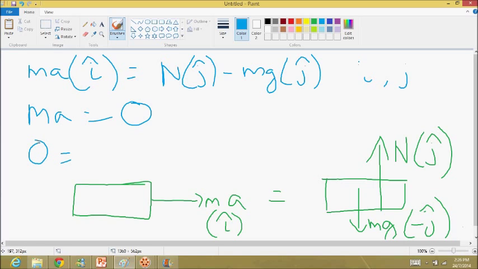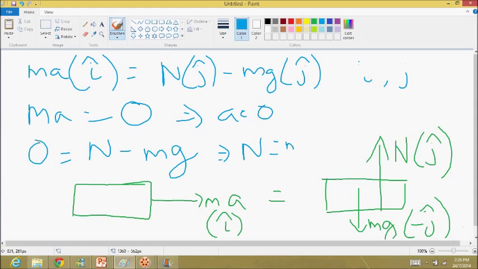Similarly for the j term, no j term on the left hand side. So we get N minus mg on the right hand side. And from these two equations we'll actually get a lot of information. So we get a is equal to 0 and we get N is equal to mg. And this is actually stuff we already know from common sense. If there's no external force, we know that the acceleration will be 0. Similarly, we know that the weight is always equal to the normal reaction force exerted on the block. But we've now done it kinematically and kinetically.